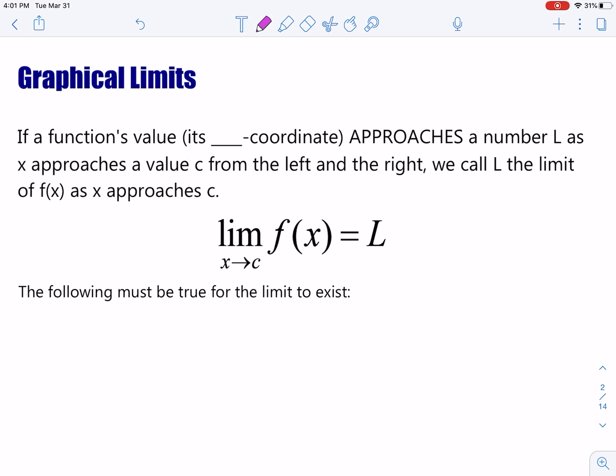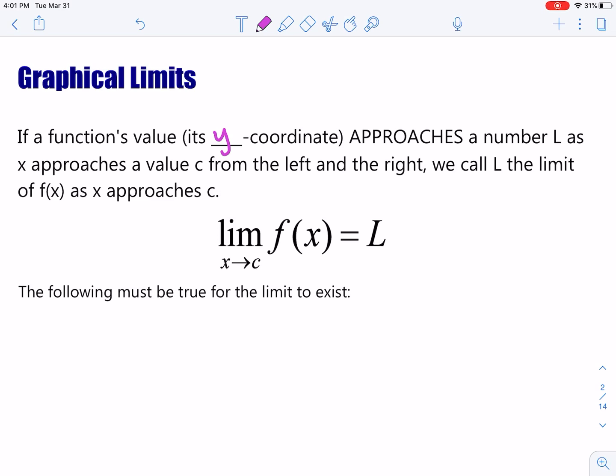Graphical limits: a function's value, and remember when we're talking about f of x, we are talking about its y-coordinate. If its y-coordinate approaches a number L as x approaches a value c from both the left and the right, we call L the limit of f of x as x approaches c.